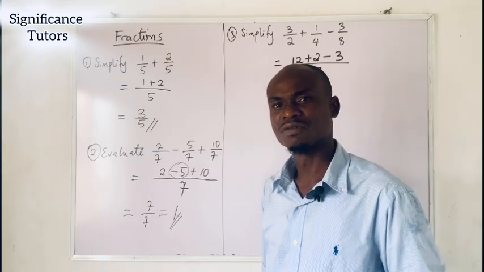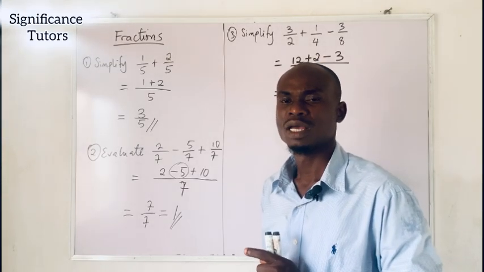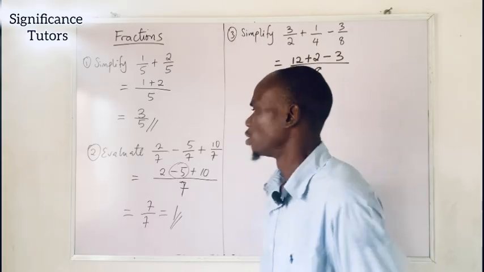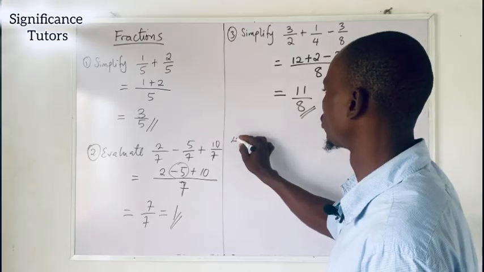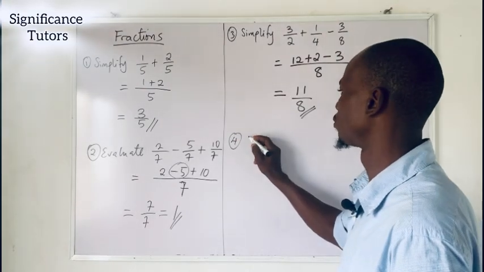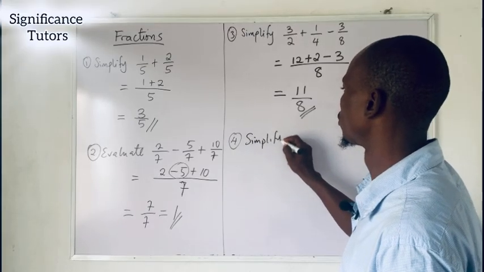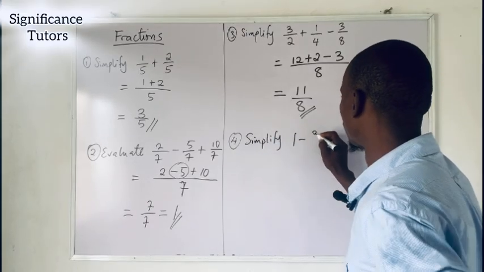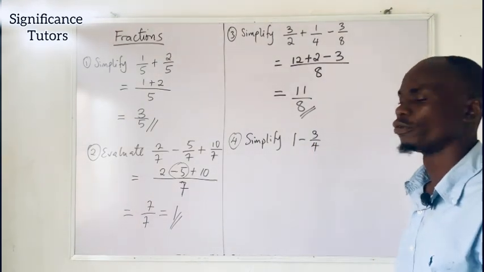Whenever you have a whole number and a fraction, how do you add or subtract? This is what we do when there are just 2 of them. I'll take that as our 4th example for this video. Let's say we're asked to simplify 1 minus 3 over 4.